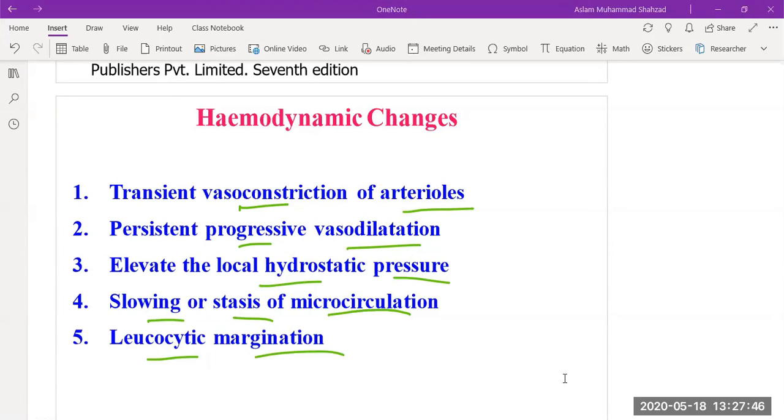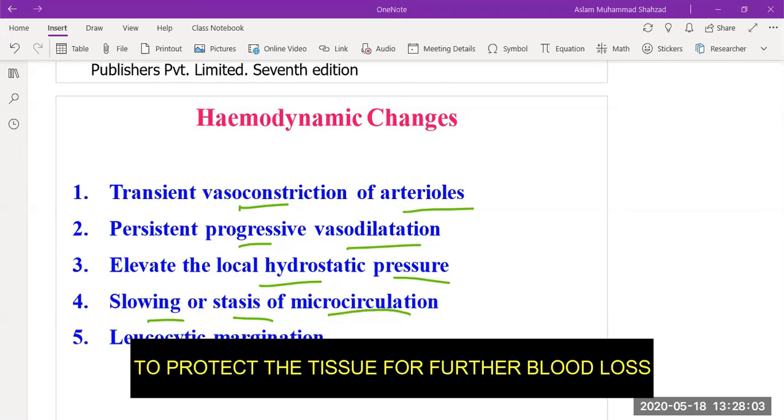As we know, blood flow is very important, and if there is no blood flow, then the oxygen supply to the tissues will not be available. So why does vasoconstriction occur? It occurs to protect the tissues from further blood loss.